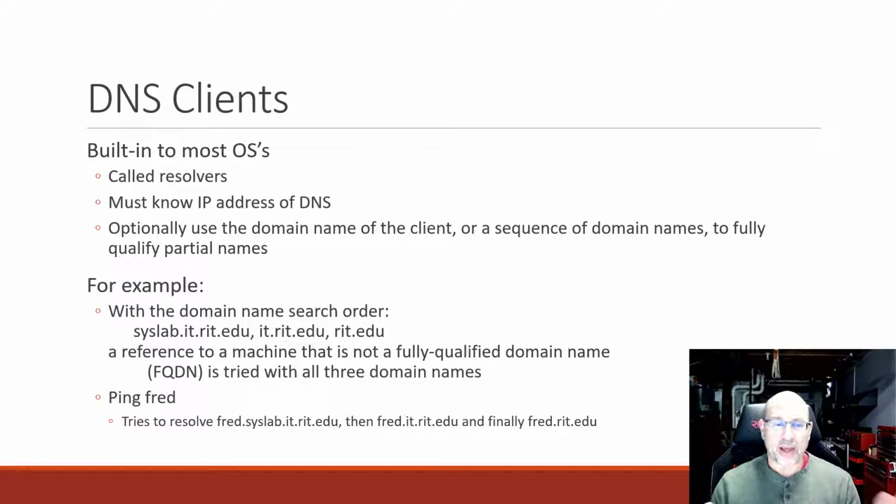But the search string, to provide a little more detail on it, right? If I have a client that's in not just a secondary level domain, but also maybe one of the subdomains. So at RIT, it might be IT or CS or gccis.rit.edu, and then we might have subdomains further down in there, as in the example shown here on the screen. And so the search string might begin, when you start with a name, it might begin with fred.syslab.it.rit.edu. That doesn't exist. We'll work our way up the chain until we finally find it.